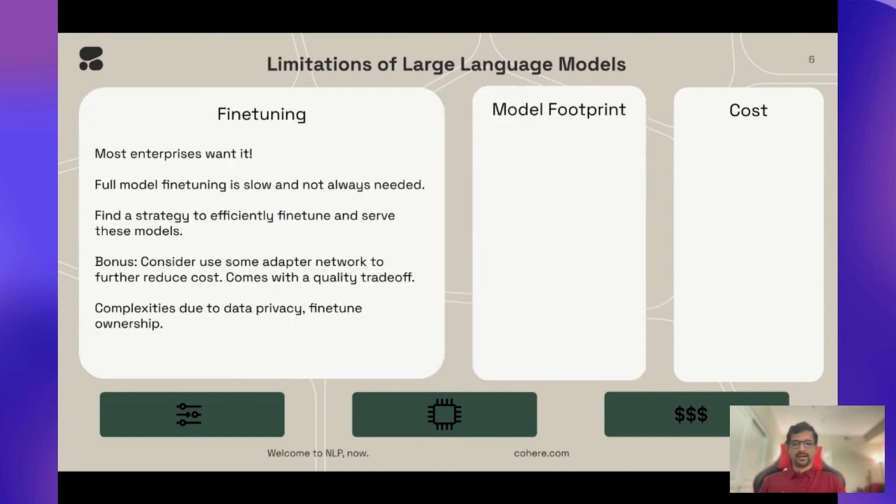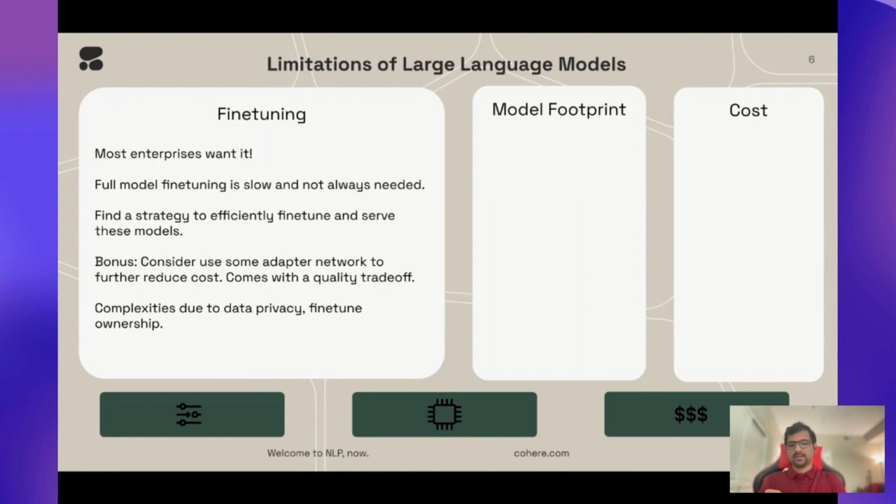The second part that becomes really important when customers are using your fine-tunes to actually solve real problems is the fact that many enterprises and customers want to fine-tune these models for specific use cases. And not only is fine-tuning the entire model slow, it's also not always needed and is sometimes wasteful. You should only fine-tune when necessary, but also choose the right fine-tuning strategy. And you want to find a fine-tuning strategy that is efficient, not just to fine-tune, but also to serve. And I'll come deeper into that in a bit.